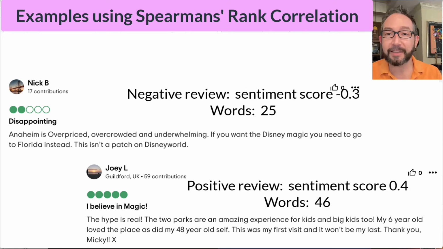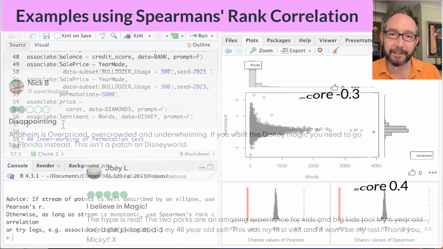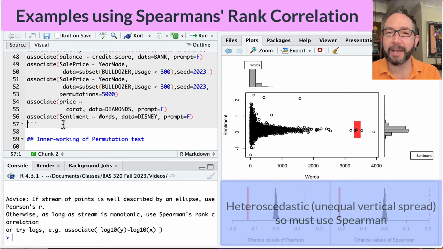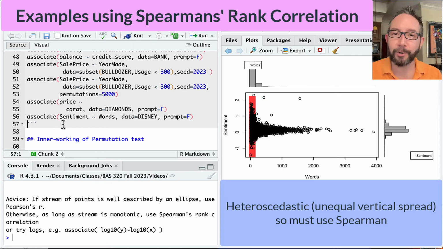And then finally, if we look at the relationship between the sentiment of a text review that's left for a Disneyland theme park versus the number of words, we saw that we had a heteroscedastic relationship. The vertical scatter wasn't the same everywhere we looked. This isn't as simple as a tilted band. We had huge scatter for small numbers of words, little scatter for large number of words here.